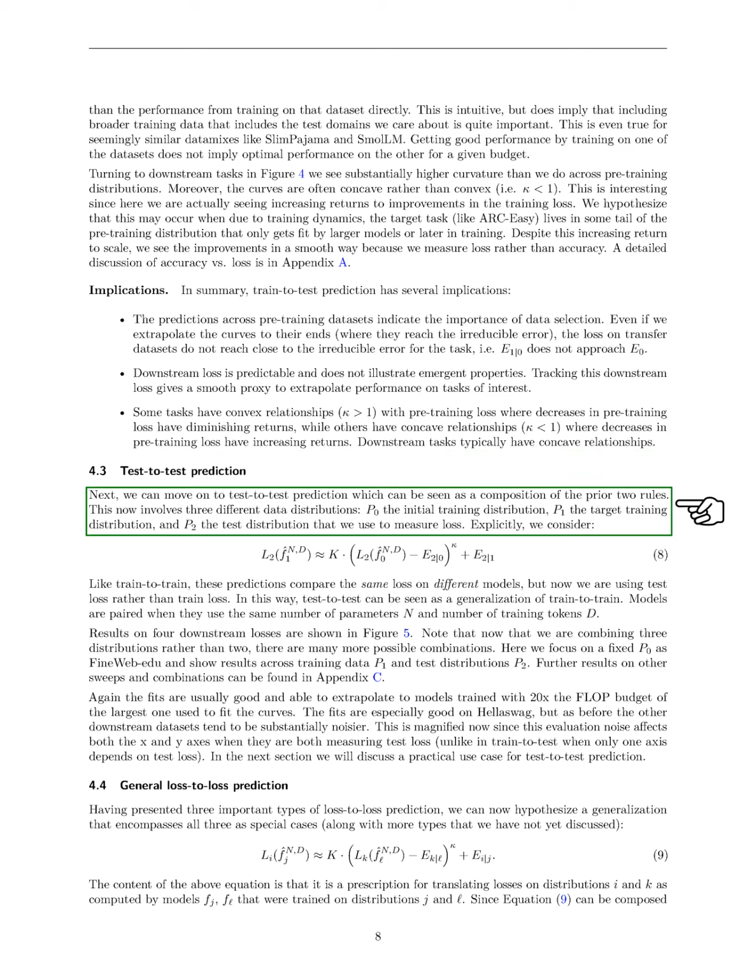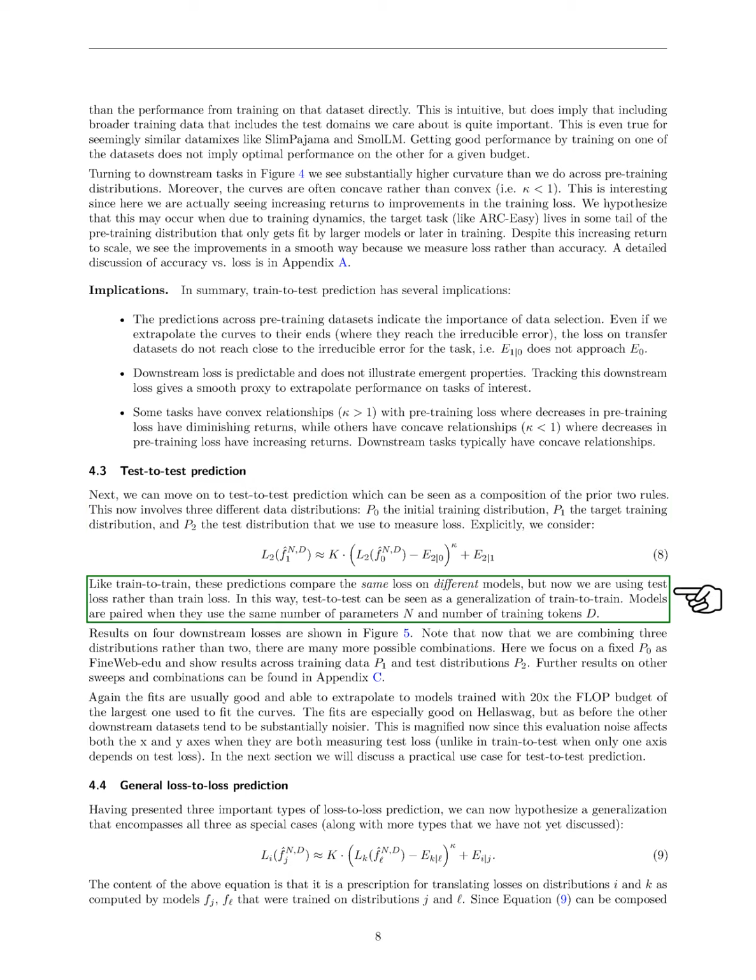Next, we discuss test-to-test prediction, which combines the previous two concepts. This involves three data distributions: the initial training distribution, the target training distribution, and the test distribution used to measure loss. Similar to train-to-train predictions, we compare losses across different models, but now we focus on test loss. This approach generalizes train-to-train predictions. We pair models based on the same number of parameters and training tokens.